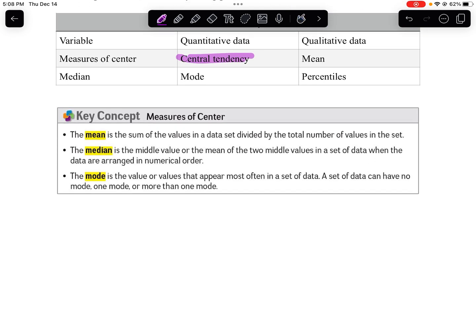Our mean, you can represent that. The symbol is X with a bar over it. We call it X bar. It's the sum of your numbers divided by the total. When we say the word average, this is usually what we talk about.